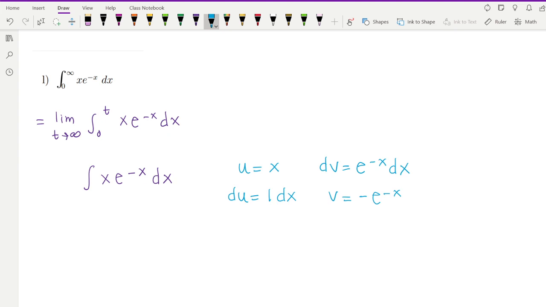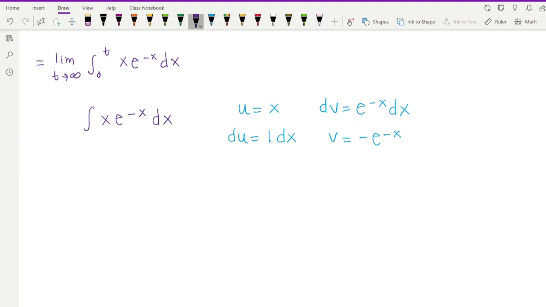So why is it negative e to the negative x? Well, if you take the derivative of e to the negative x, the chain rule brings out an extra negative sign. And so you need this negative sign to cancel out with that negative sign to bring you back to just positive e to the negative x. Okay, so let's go ahead and put these in.